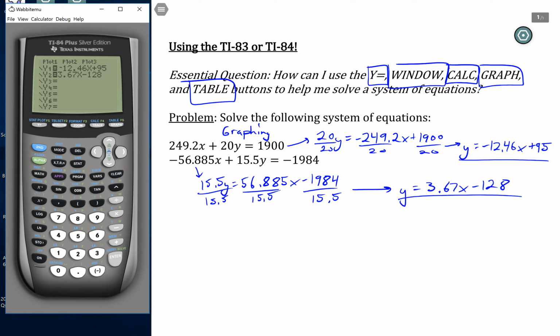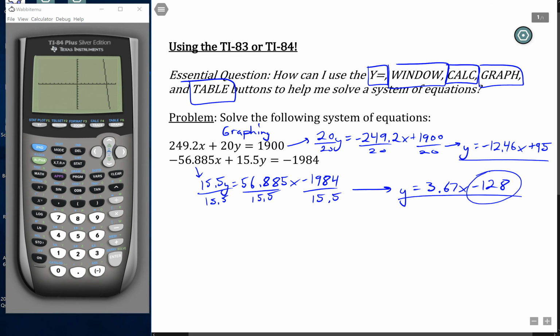When I hit graph, this button over on the right, it should graph these lines. So let's hit graph and see what it does. Okay, well, there's one line, but there should be two lines there. Where's the other line? Take a look at these y-intercepts. This is a y-intercept of negative 128. This is a y-intercept of 95, and I have really just outrageous slopes.